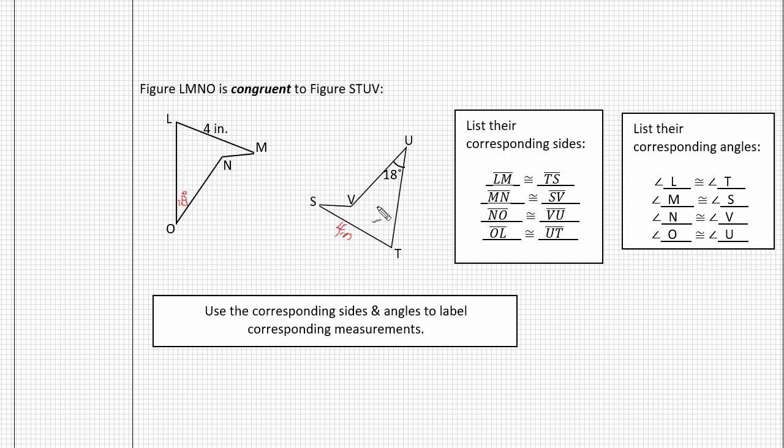That's right. We already noticed it here. We said that LM is congruent and corresponding to side TS. So we know that this side is equal in measure. So if this is 4 inches, then ST is also 4 inches. And if angle U is congruent and corresponding to angle O, then angle O must also be 18 degrees.